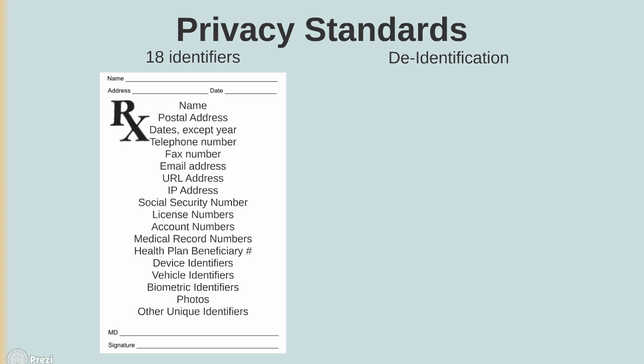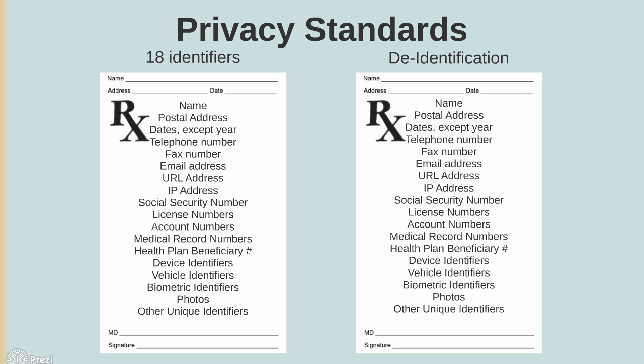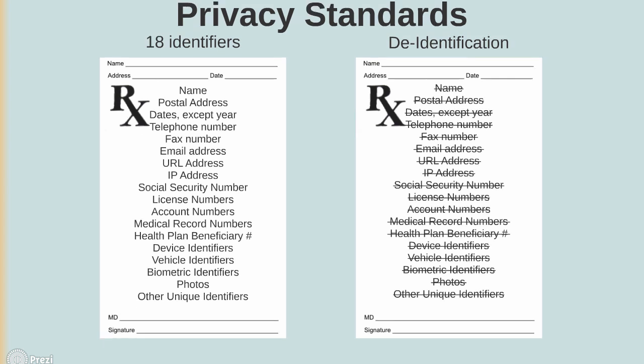The HIPAA de-identification standard states that all 18 identifiers must be properly removed if information is to no longer be considered PHI. Once all identifiers have been removed, HIPAA privacy rules no longer apply to the information.